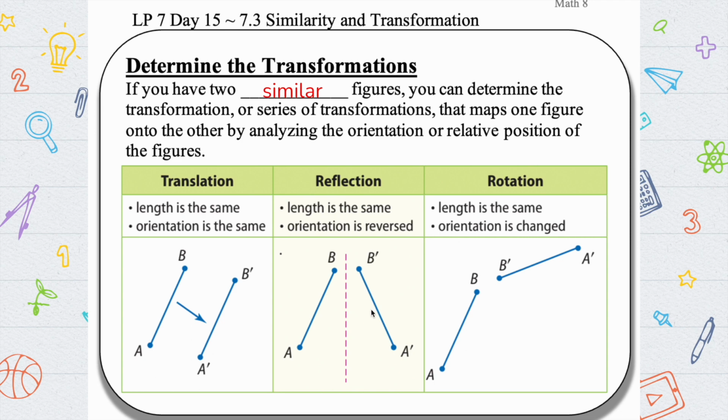Reflection, the figure will look exactly the same again, except it'll be backwards, right? So we can see this one is going up from left to right. This one looks like it's going down from left to right. So it just flipped over. And then a rotation will literally look like it turned. It was rotated about the origin, right? So it literally looks like it's spun around.